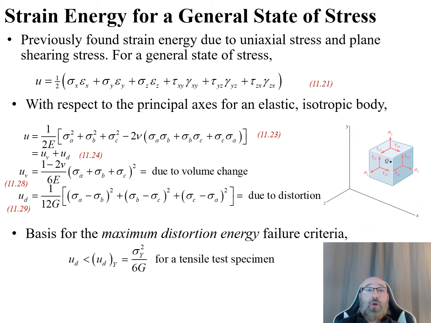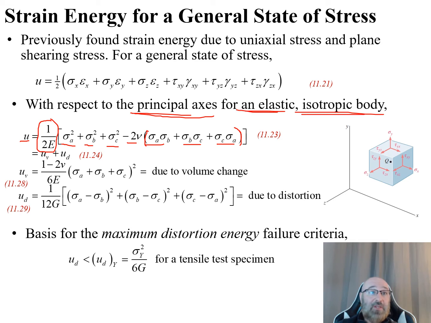Now with respect to our principal axes for an elastic isotropic body, we have this relationship for our strain energy density equation. This is now 1 over 2E, where E is our modulus of elasticity, times sigma a squared plus sigma b squared plus sigma c squared, minus 2 nu times sigma a times sigma b plus sigma b times sigma c plus sigma c times sigma a. So this is our equation with respect to our principal axes for an elastic isotropic body.